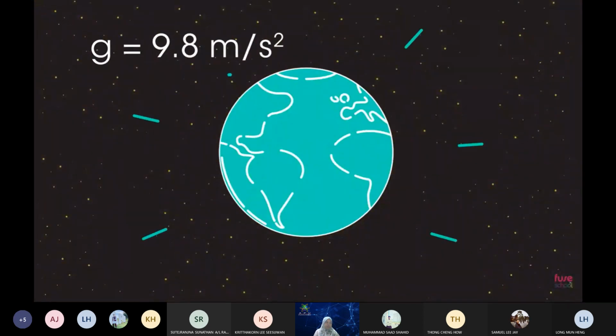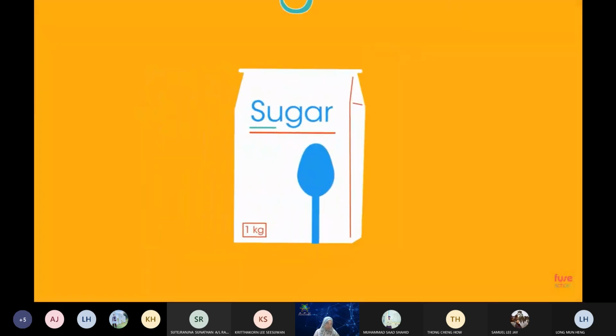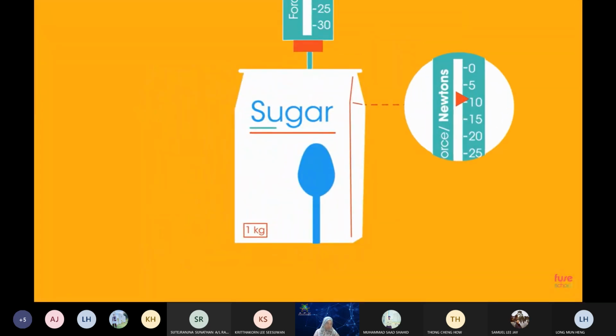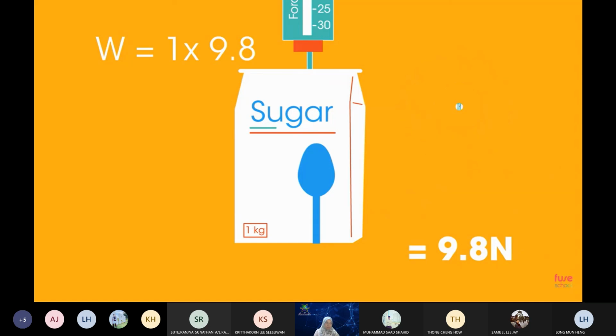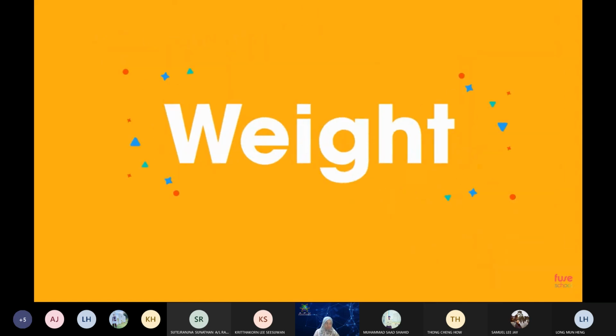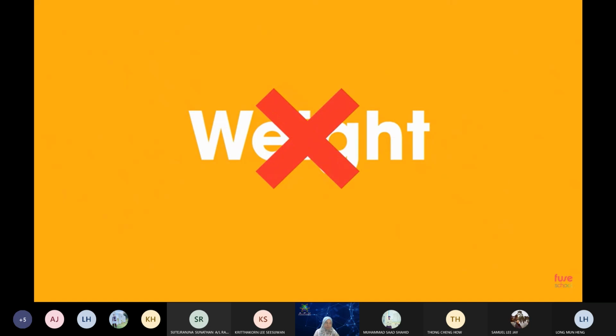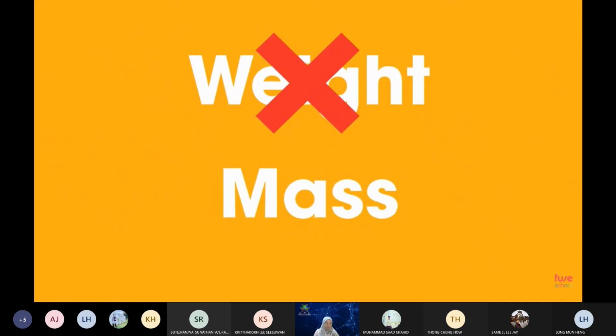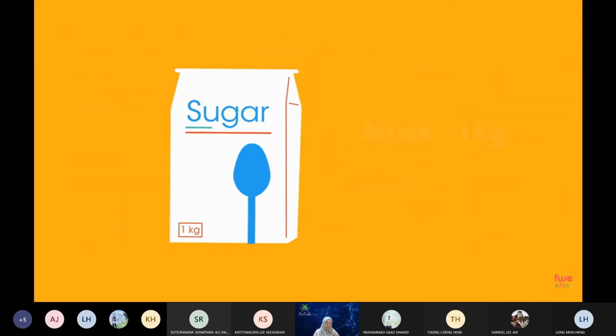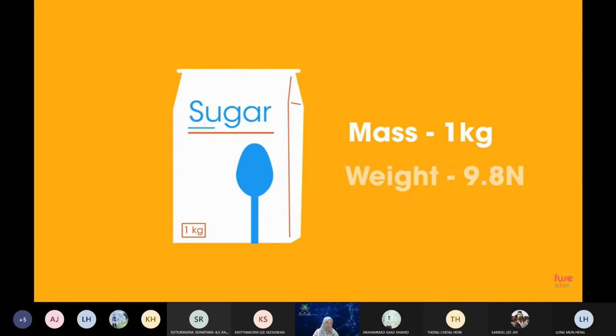On Earth, g equals 9.8 meters per second squared. So the weight of the 1 kilogram bag of sugar is 1 times 9.8, which equals 9.8 newtons, as the picture shows. Often in everyday life, we use the word weight when in fact we mean mass. The bag of sugar has a mass of 1 kilogram, but a weight of 9.8 newtons.